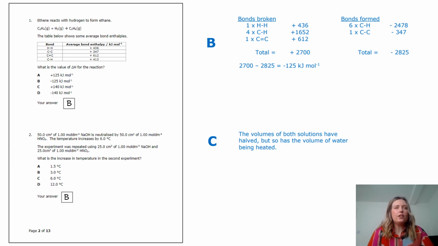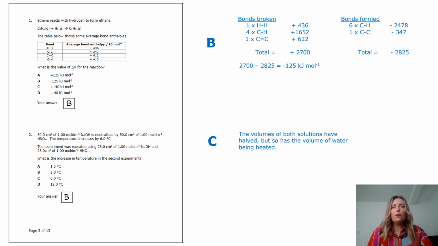The second question is much more difficult conceptually. It talks about a situation where you're reacting some sodium hydroxide with some nitric acid, and the enthalpy change or the energy change of this experiment is being measured. So it says the temperature increases by 6 degrees. The experiment was then repeated using the same concentrations but half the volumes, and it asked you what would happen to the temperature change. So the immediate thing that you might think is, oh, there's half as much stuff there, so half as many moles, so it's going to be half as big.